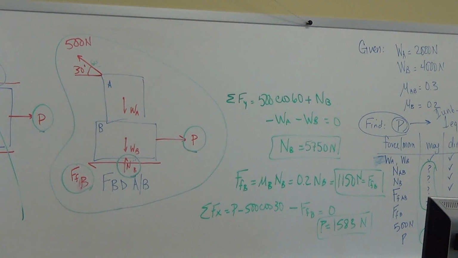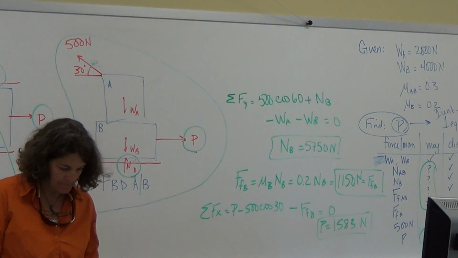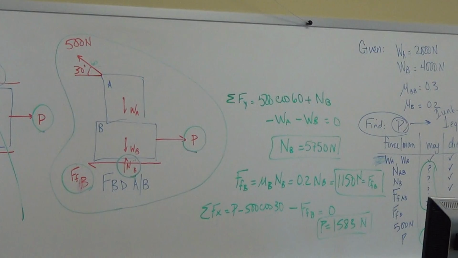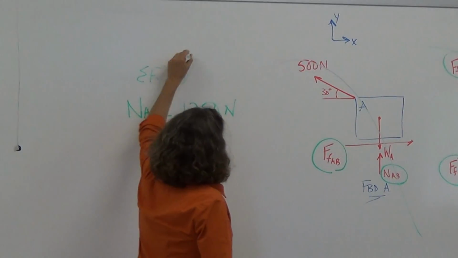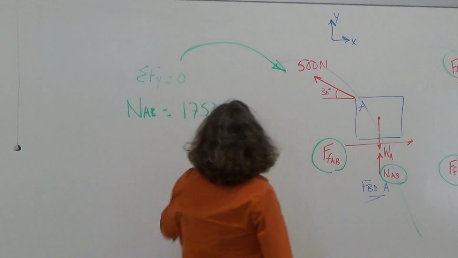If we looked at body A, what equation would you do first? Sum of the forces in the y: NAB minus W plus 500 cosine 60. And you would get a value for NAB. I'm pretty sure I calculated it. Yeah, I got 1750. Did everybody see that? I did sum of the forces in the y equals 0 from this free body diagram.